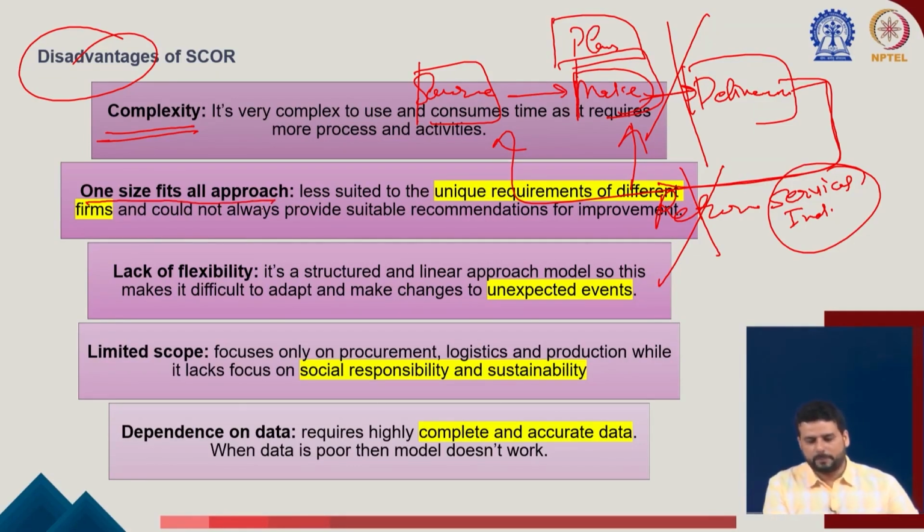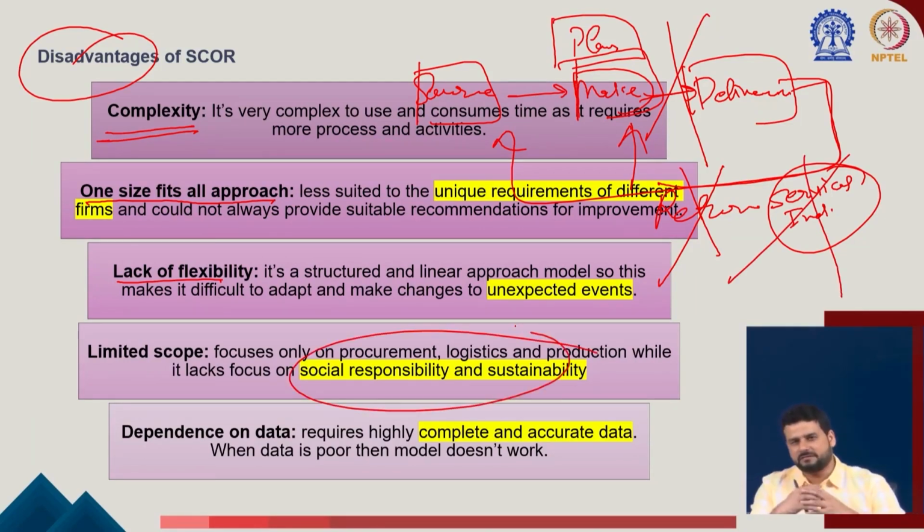One size fits all approach is also very difficult because the requirements of each product are different, right? So these stages, source, make, deliver, plan, cannot all be applied to all the markets. Lack of flexibility, because now we are fixed around 5 areas only. What if something unexpected, like a disaster, happens? That is not taken care of in this model. Talking about limited scope, I already told you it cannot be applied to the services industry, and we are never talking about sustainability and social responsibility.